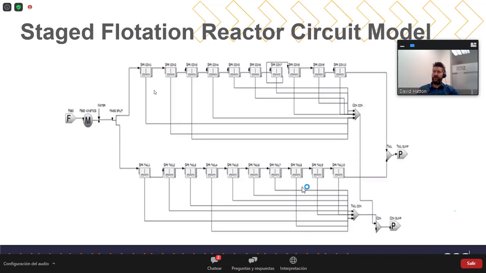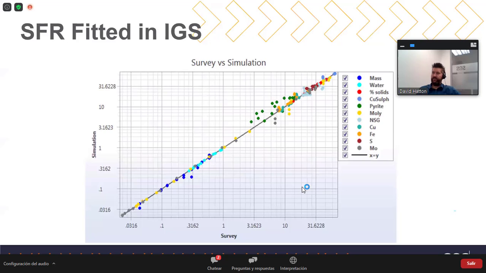I mentioned before we needed a model of the stage flotation reactor. In the end, we were able to create a circuit model for the stage flotation reactor circuit run in series by manipulating our laboratory flotation test model and putting that into circuit, and then running our benchmarker to try and fit that model, and we seem to do quite well.